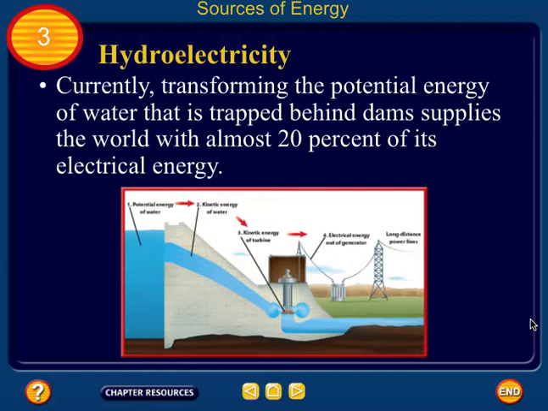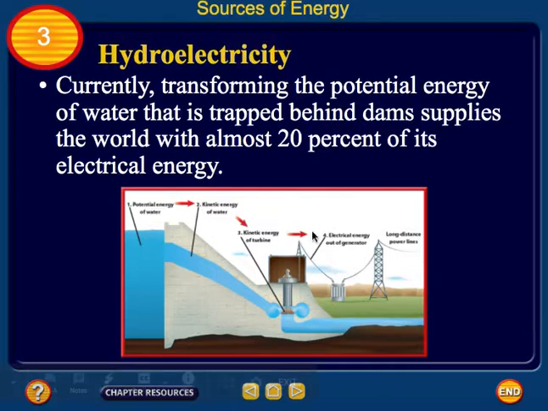Hydroelectricity. Currently, transforming the potential energy of water that is trapped behind dams supplies the world with almost 20% of its electrical energy. Hydroelectricity is the largest renewable source of energy. A renewable resource is an energy source that is replenished continually. As long as enough rain and snowfall continue to keep rivers flowing, hydroelectric power plants can generate electrical energy, as shown in figure 19.